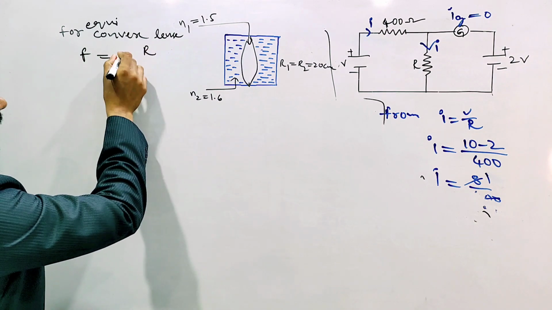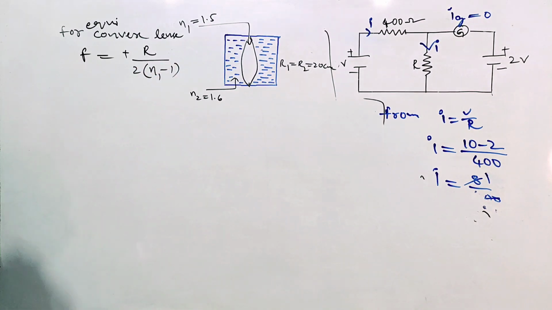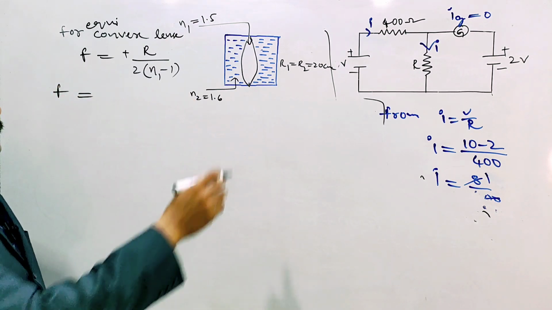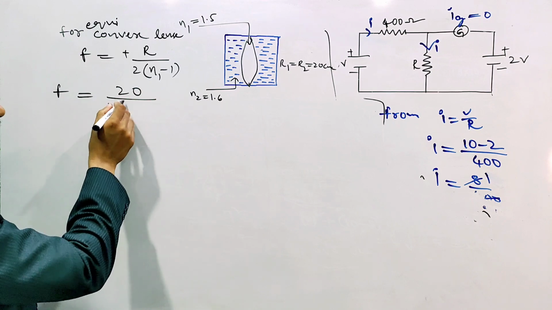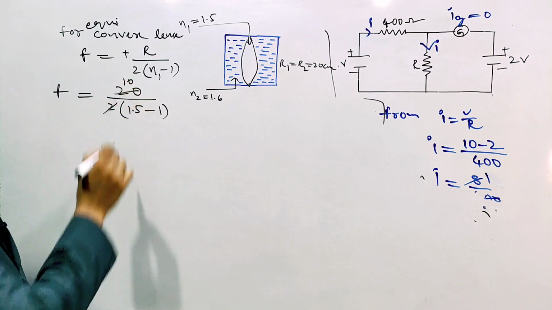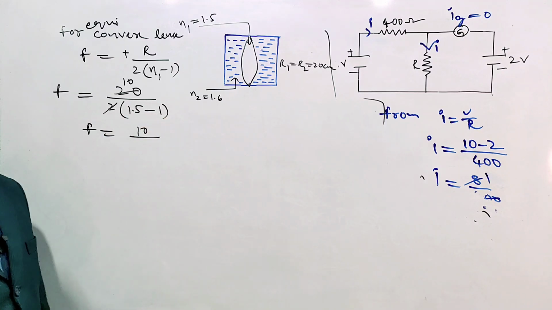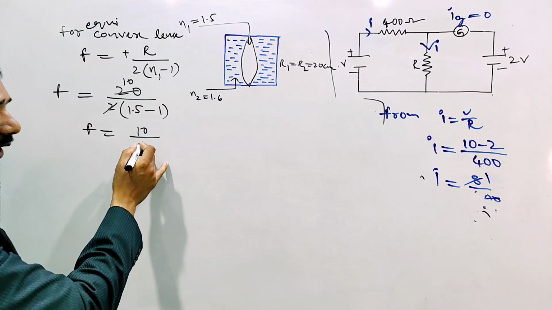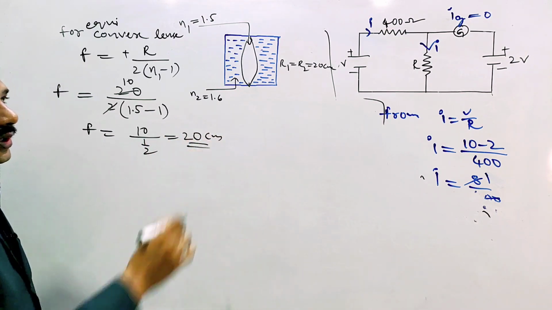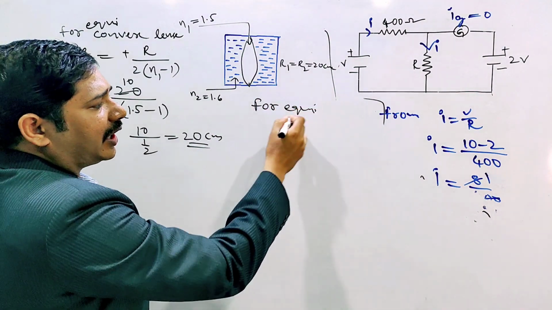For the convex lens, f equal to r by 2 into mu minus 1, or n minus 1, the refractive index minus 1. Here r is given as 20 centimeters, so f equal to 20 by 2 into n1 minus 1, that is 1.5 minus 1. Here 2 into 10 cancel. 10 by 1.5 minus 1, which is 0.5, gives 20 centimeters.